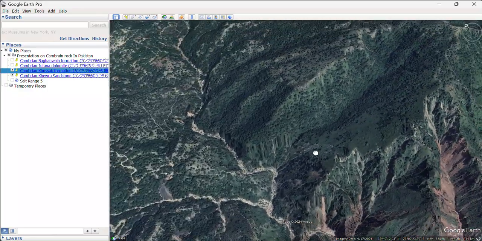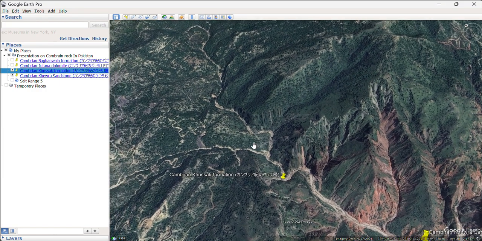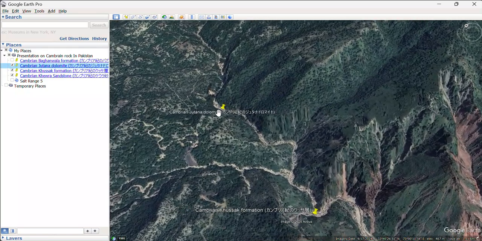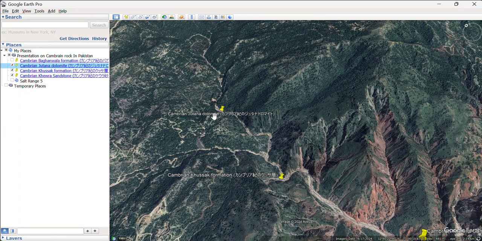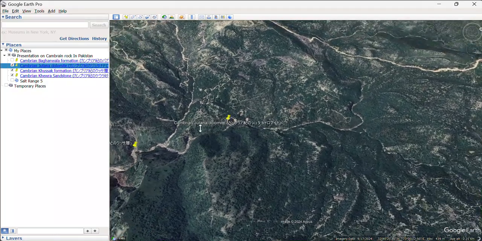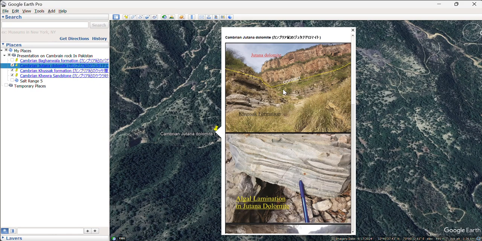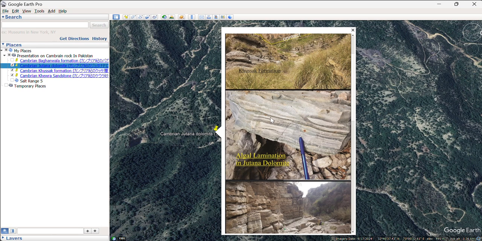And when we further move up, this is the delta setting, this is the marine setting. So sea level rise, and this is the maximum flooding surface. When we go to the Jutana, which is the regression, in between the Hosak and Jutana is the sea level rise, maximum sea level, which is known as the MFS boundary. So now the sea level is in the regressive phase, which is the intertidal setting of the Jutana dolomite. So we see the marine, and then the sea level fall to the intertidal setting, and in between we see the maximum flooding surface contact between the Hosak and Jutana.